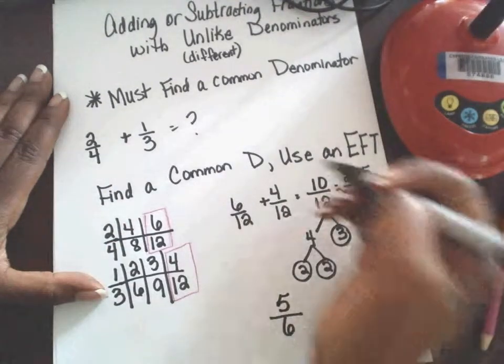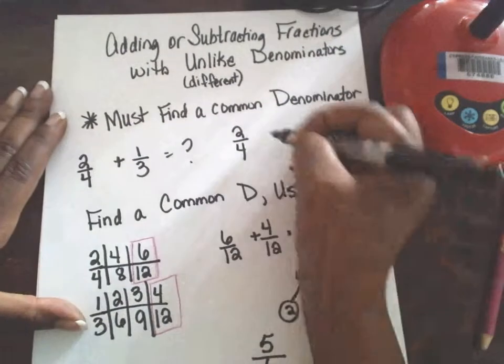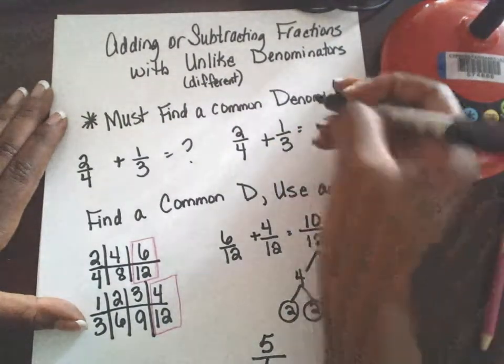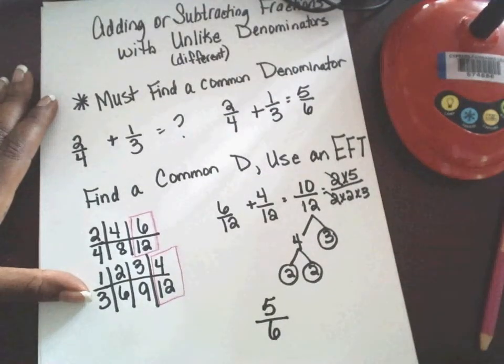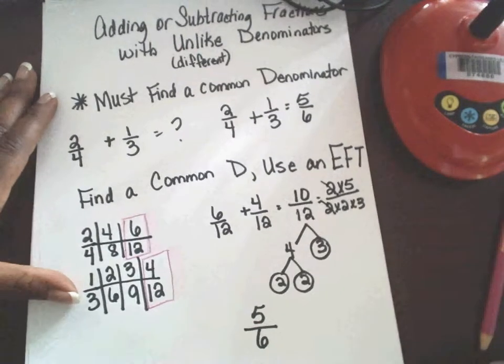So if I had to go up and do this problem again, I would say 2/4 plus 1/3 equals 5/6. And that's what we got here. Okay? So just make sure that anytime that you are adding or subtracting fractions that you have the same what? Denominator.